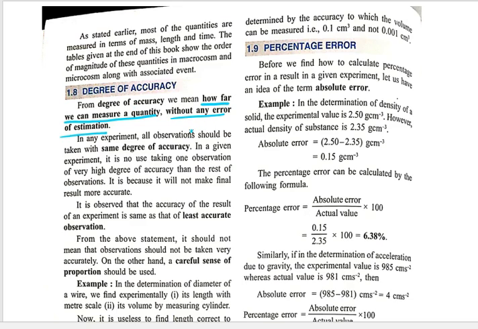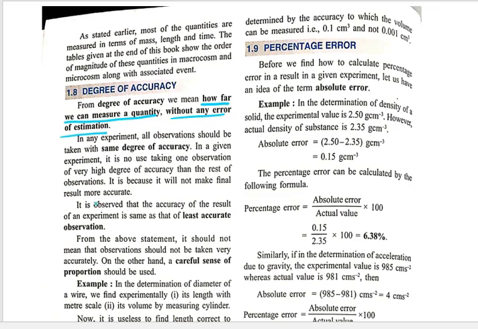So in any experiment all observations should be taken with the same degree of accuracy. If we take different degrees of accuracy, then obviously our observation will be different. Okay, so in a given experiment it is no use taking one observation of very high degree of accuracy compared to the rest of the observations. It is because it will not make the final result more accurate.